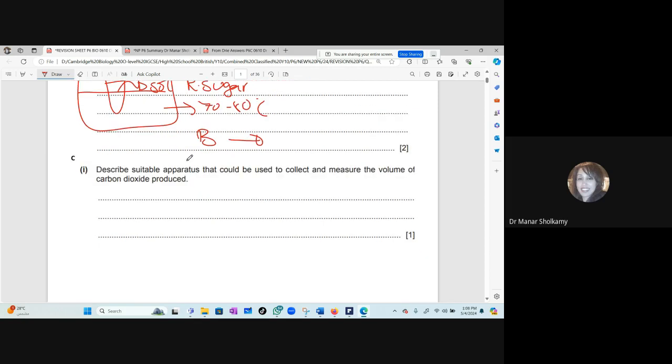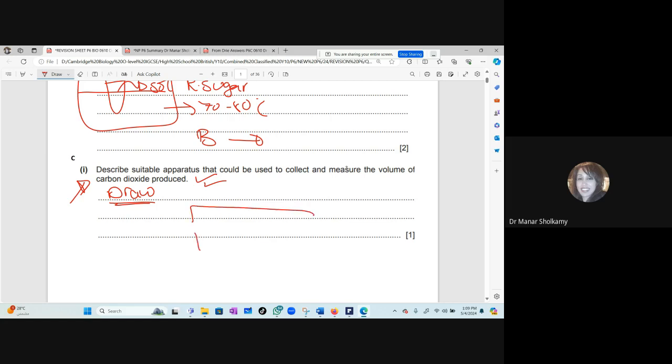Okay. Describe suitable apparatus that could be used to collect and measure the volume of the carbon dioxide produced. Now we already said that, and they specifically asked you this. What is the answer? Quickly. Gas syringe. Yes. Now, in one of the years, they asked you to draw the apparatus. So practice at home to draw a syringe.